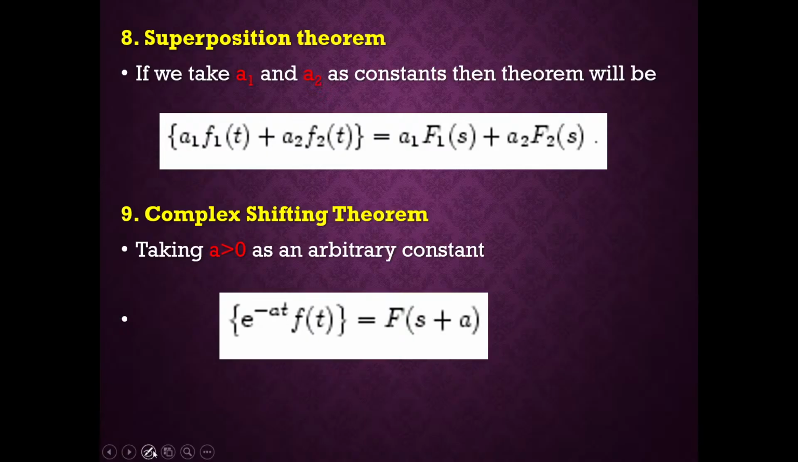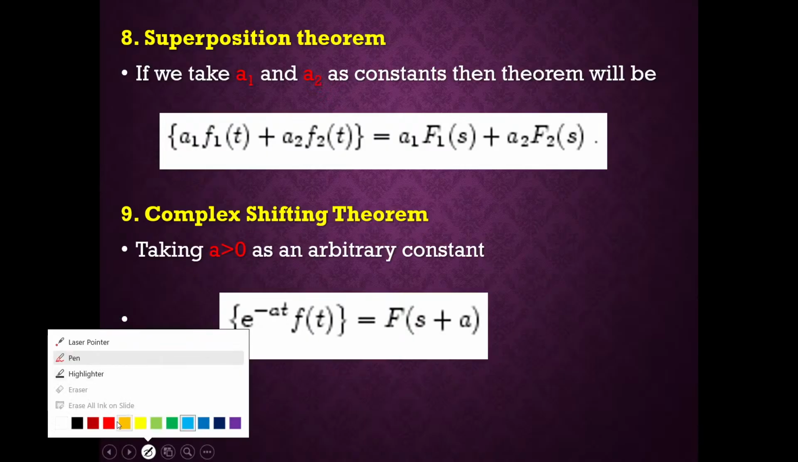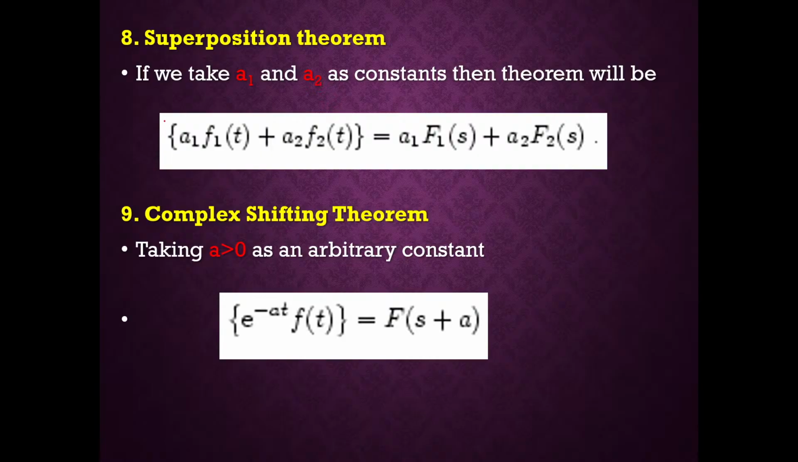I didn't write the Laplace symbol here, you can write it. So Laplace of a1 f1 of t plus a2 f2 of t will give you a1 f1 of s plus a2 f2 of s. Superposition theorem is simple.